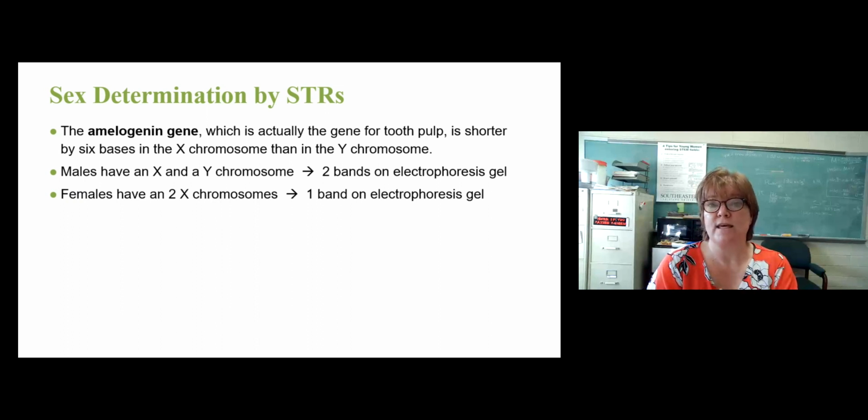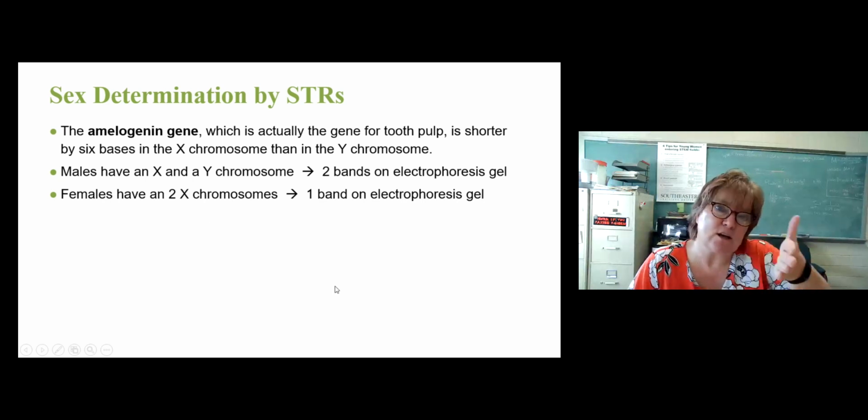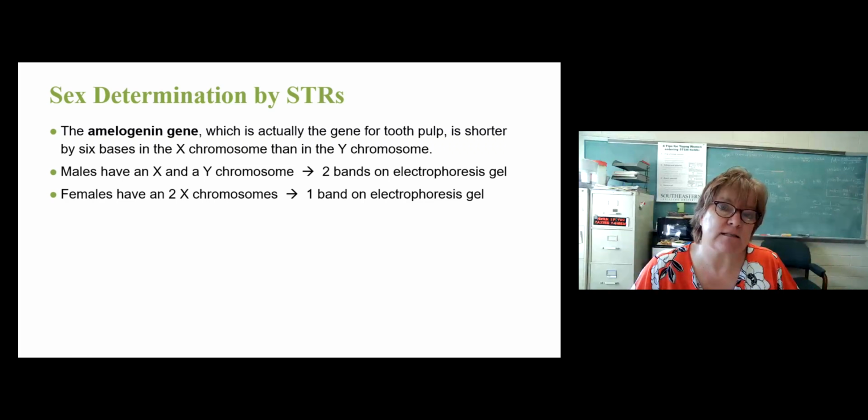So one thing I can determine is that there is a particular gene called the amelogenin gene. It technically codes for tooth pulp, but it differs by 6 bases in the X chromosome than in the Y chromosome. So it's found on the sex chromosomes, and because of that, it will have 2 bands on the electrophoresis gel if it's from a male, and just 1 band because females have 2 X chromosomes. So by using that CODIS database, I can determine classical gender.